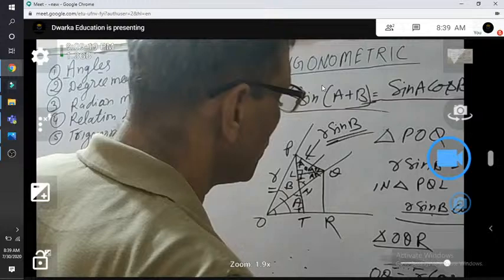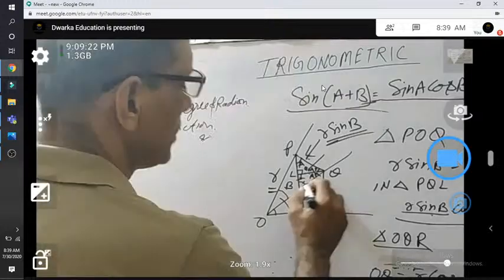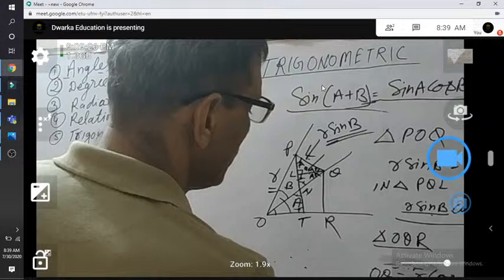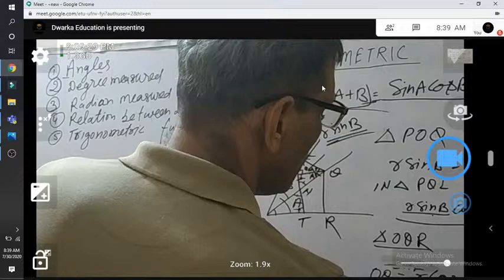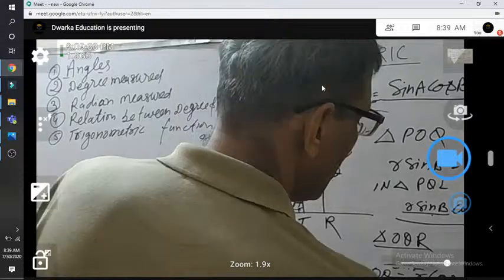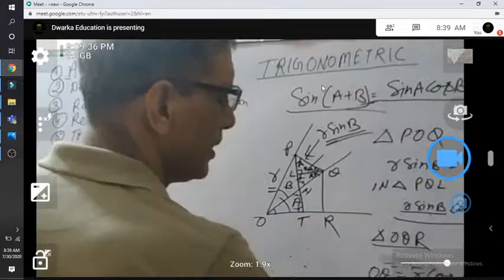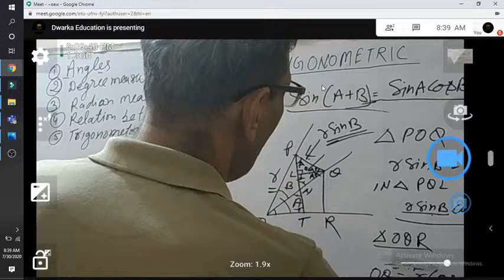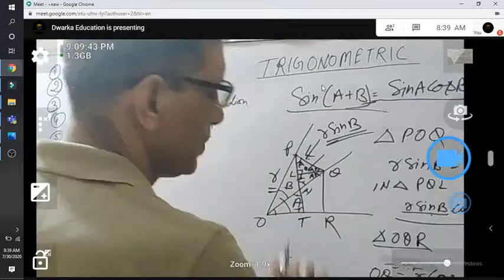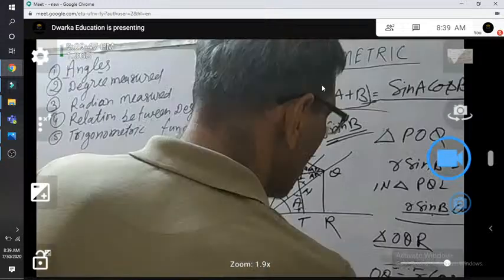And now in OQ, in sin theta, what is the sin A? Sin A is equal to R cos B into sin A. And this is the diagonal, the hypotenuse, and sin A is the angle, and this is equal to the height of this. This is equal to QR. When QR is equal to LT.